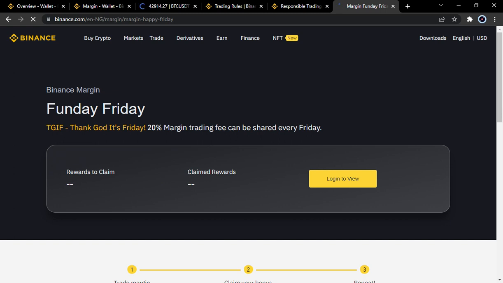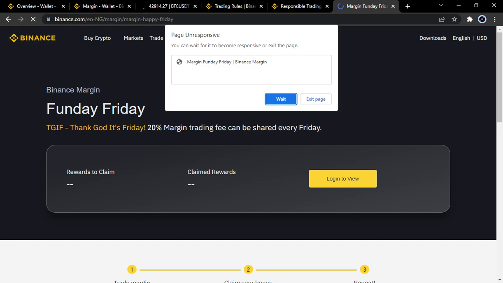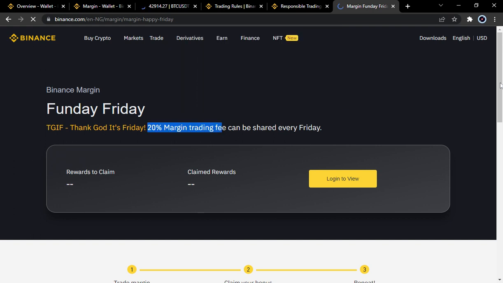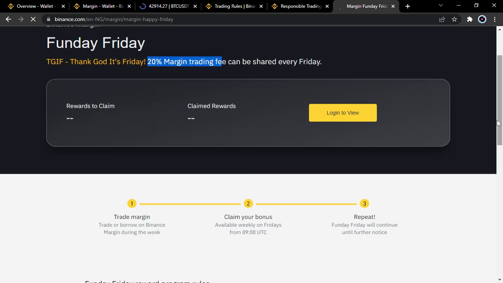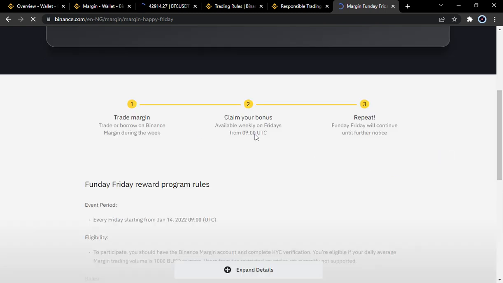Once you're logged into your Binance account, you will be able to see rewards that you can claim, or your claimed rewards, on the Binance platform. The Binance Funday Friday rewards are eligible for claiming within 5 days of receiving. So you need to take note of these facts. Now all you need to do for step one to be eligible for these Funday Friday rewards is to trade margin, trade or borrow on Binance margin during the week. You can then claim your bonus and repeat the Funday Friday until further notice.